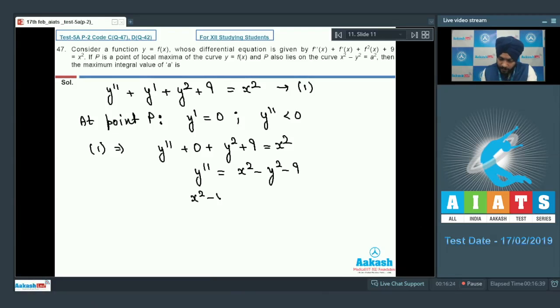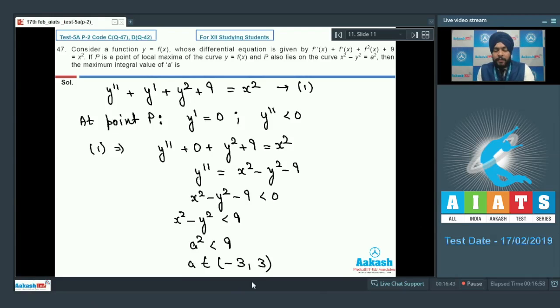So x square minus y square minus 9 is less than 0. X square minus y square less than 9. And clearly P also lies on the curve x square minus y square equals a square. So x square minus y square equals a square less than 9. A belongs to minus 3 to 3. The greatest possible integral value of a, definitely the answer is 2.